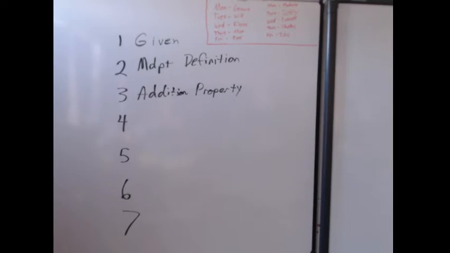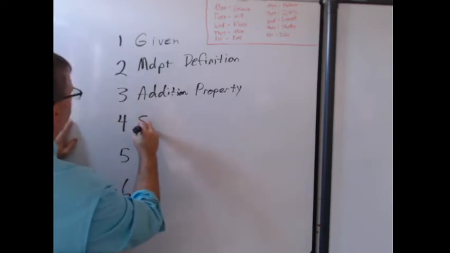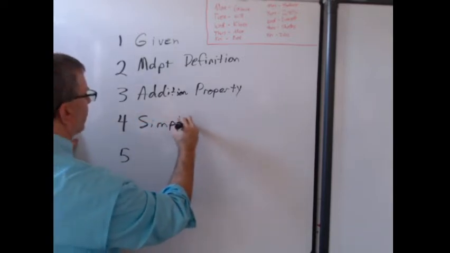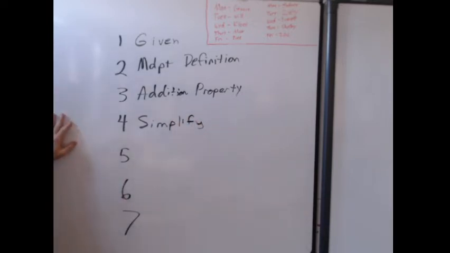Now, from step 3 to step 4, what changed? This is where I need your input. What changed from step 3 to step 4? Everybody look. What changed from 3 to 4? You combine. I combined. What do we call combining like terms? We used a word for it. Distribute. No? Simplify. So in number 4, it's simplify. Combining like terms, simplify.